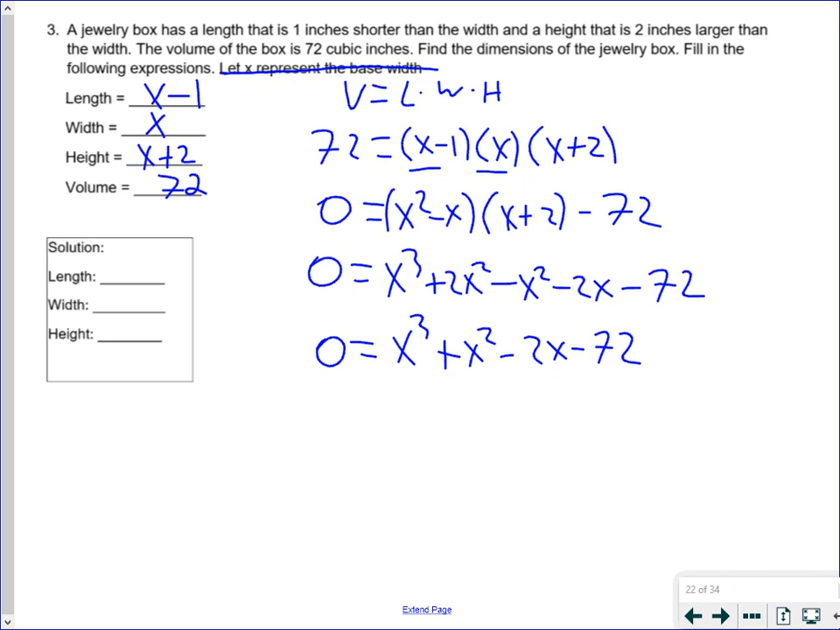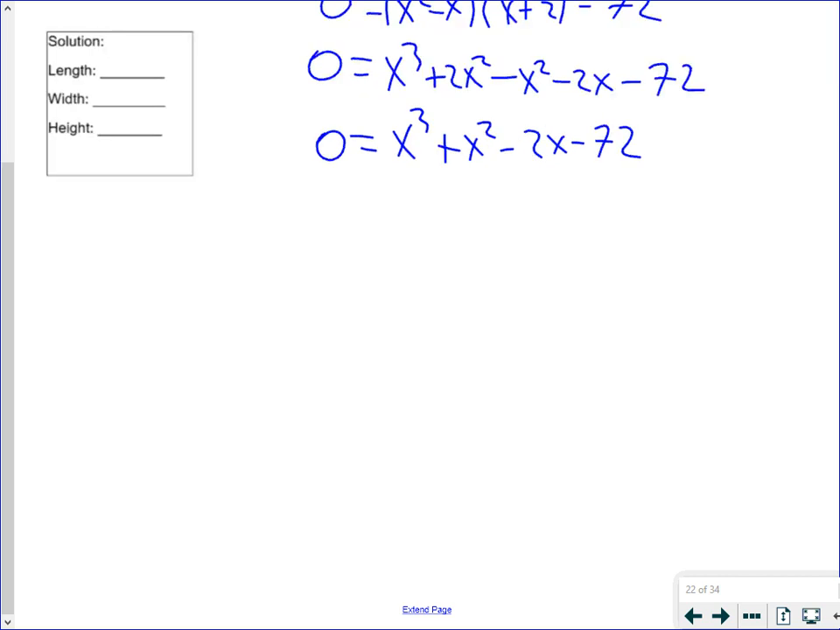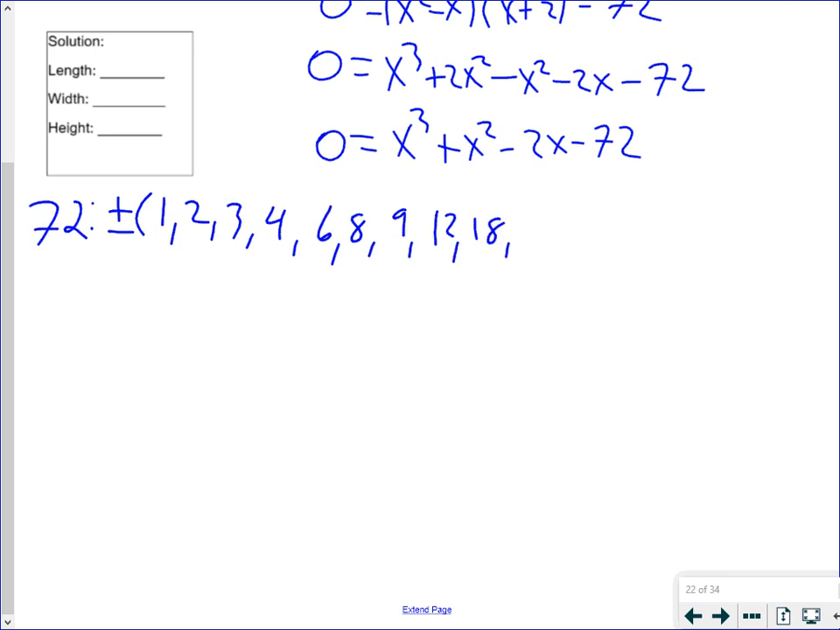That all equals 0. So now that we have our function in standard form, what we can do from here is actually do our synthetic division and try to figure out which factors actually work. All right, so we need factors of 72. There's a whole bunch of them. So all our factors of 72 will be plus or minus 1, 2, 3, 4, 6, 8, 9, 12, 18, 24, 36, and finally 72. That's a whole bunch of factors, but that's all our factors of 72.